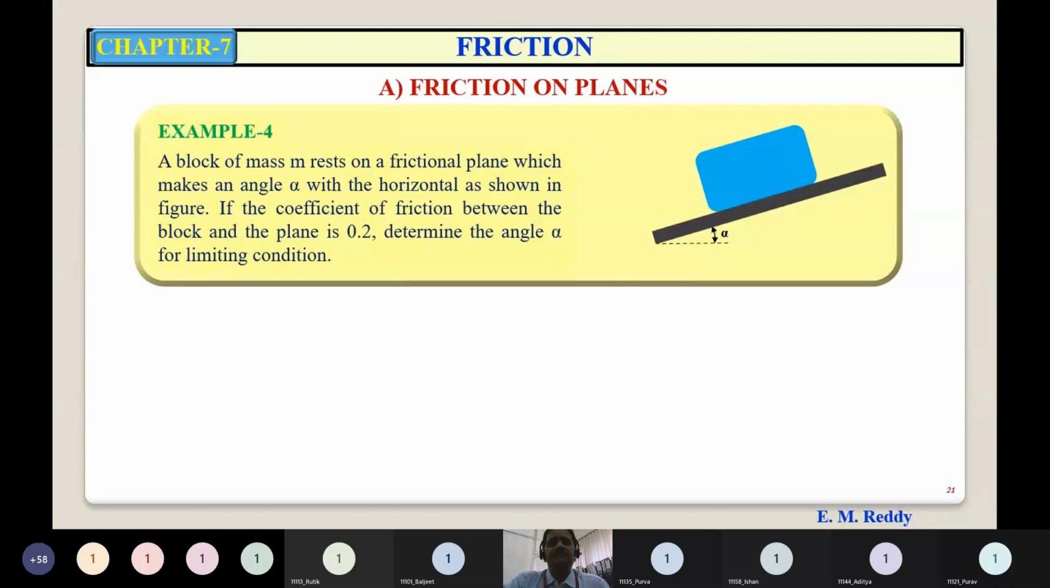This is a very tricky question. A block of mass m rests on a frictional plane which makes an angle alpha with the horizontal as shown. If the coefficient of friction between the block and the plane is 0.2, determine the angle alpha for a limiting condition. If nothing is mentioned about coefficient of static friction or kinetic friction, you have to take it as static friction only. So here the coefficient of static friction is 0.2.